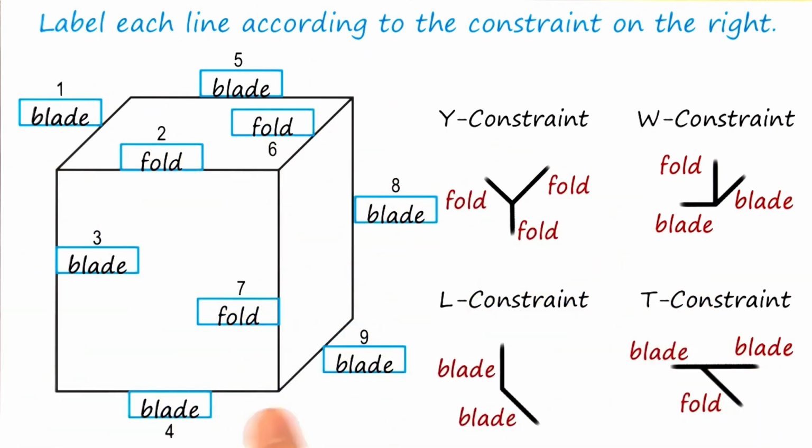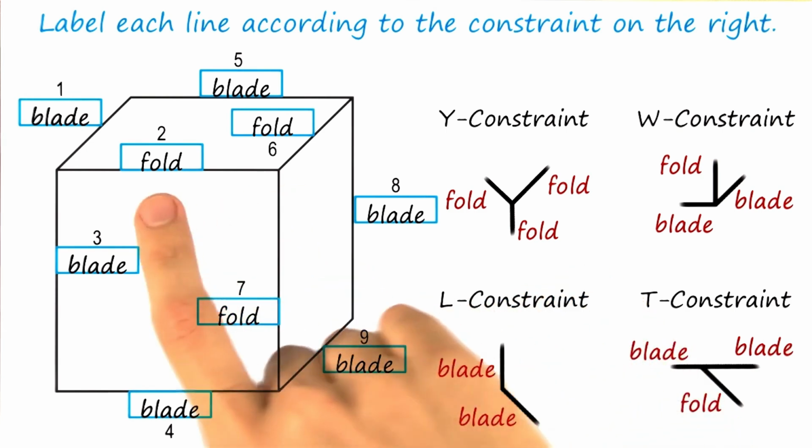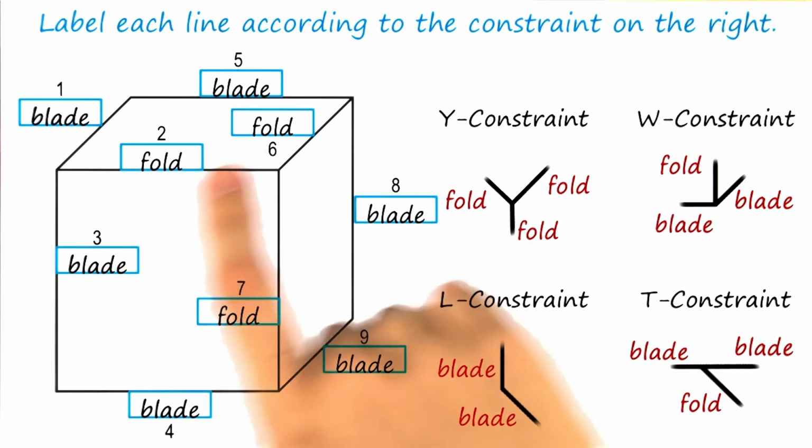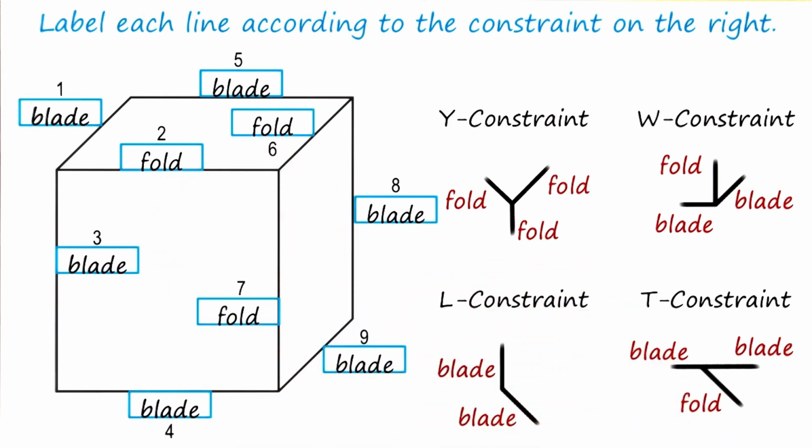Whenever one junction said that a certain edge was of certain type, like blade, all the other junctions that were connected to that edge said the same thing. So in the center, for example, the Y constraint here would say that 2, 6, and 7 are all folds, and indeed 2, 6, and 7 all play the role of folds with regard to the W constraints here, here, and here. That's good, David.